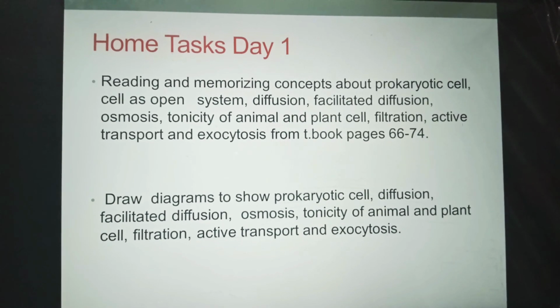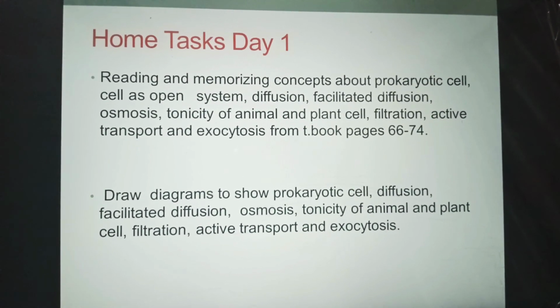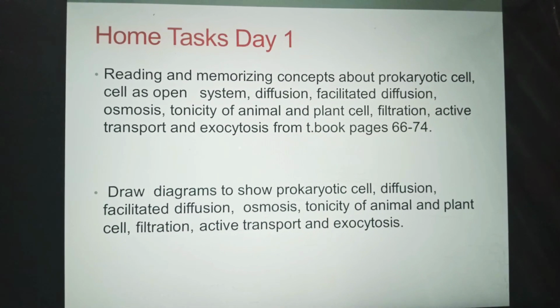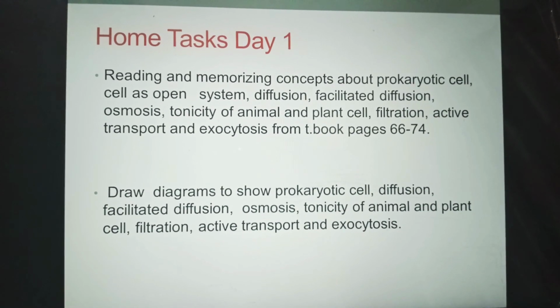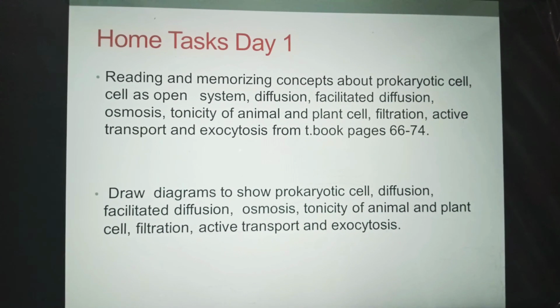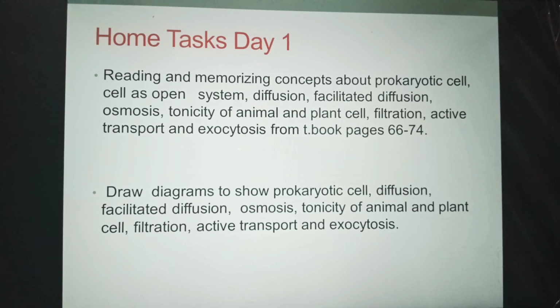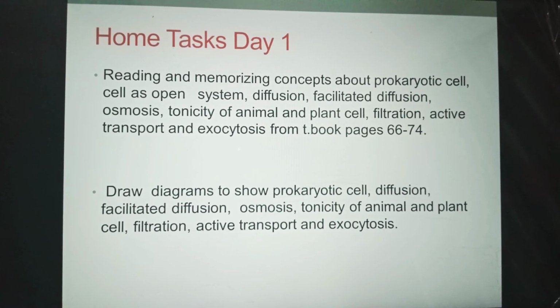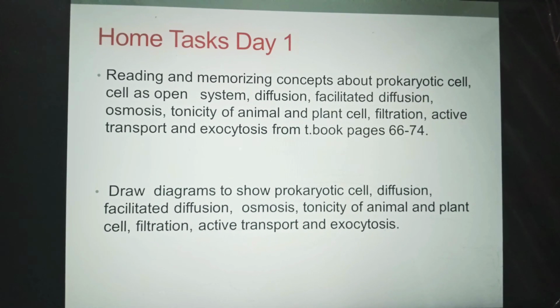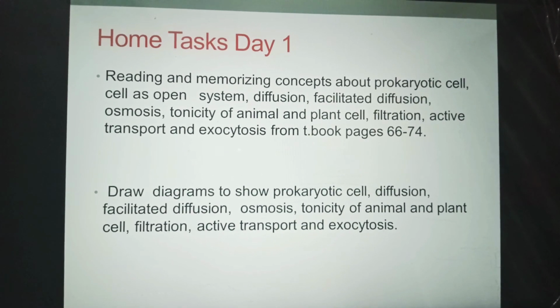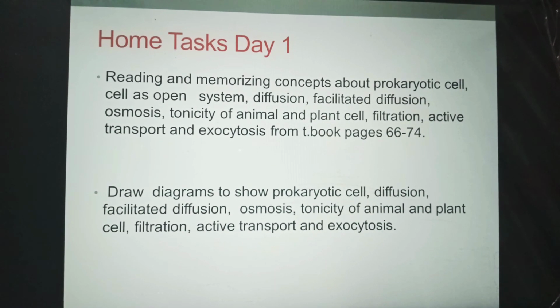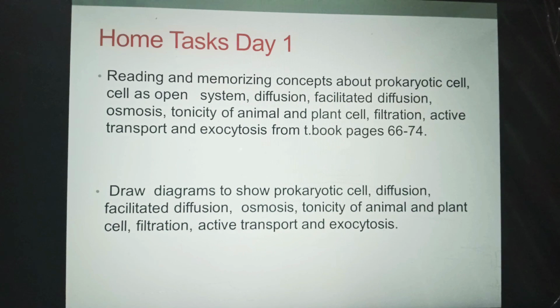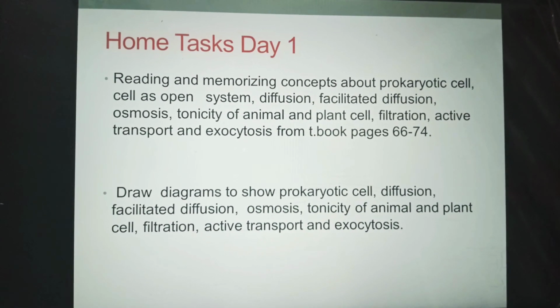And now it's time to discuss the home tasks for the day 1. These are the home tasks. You have to read and memorize concepts about prokaryotic cell as open system, diffusion, facilitated diffusion, osmosis, tonicity of animal and plant cell, filtration, active transport, and exocytosis from textbook pages 66 to 74. And you have to draw the diagrams.